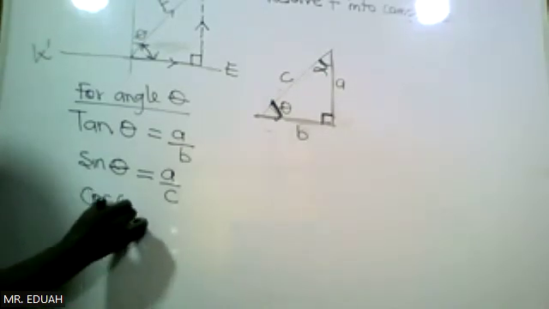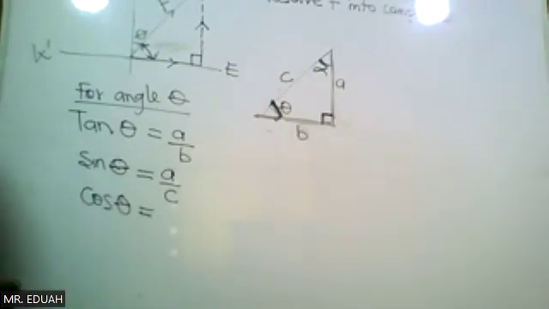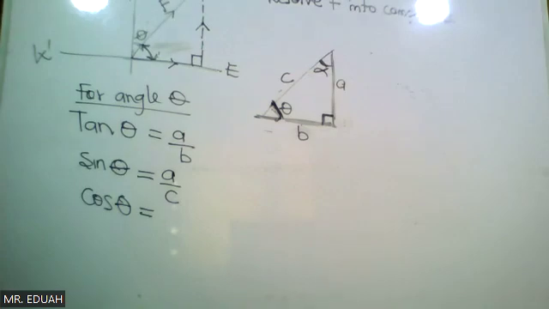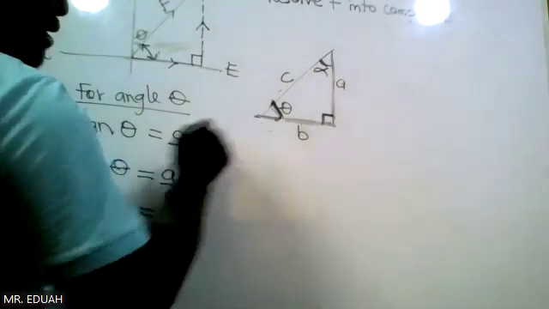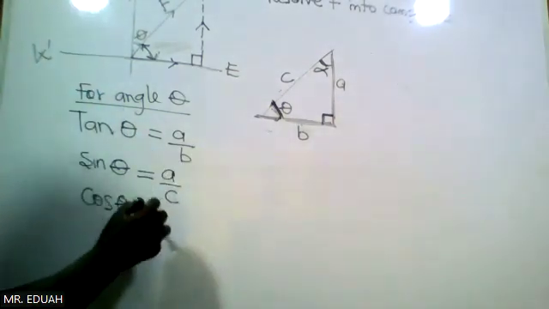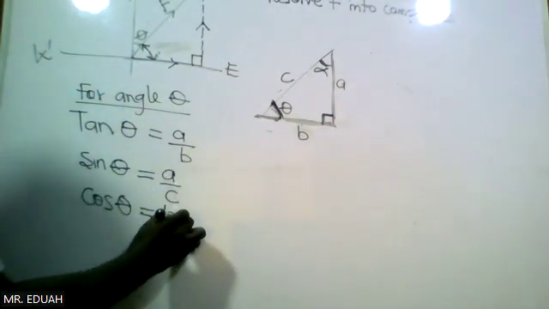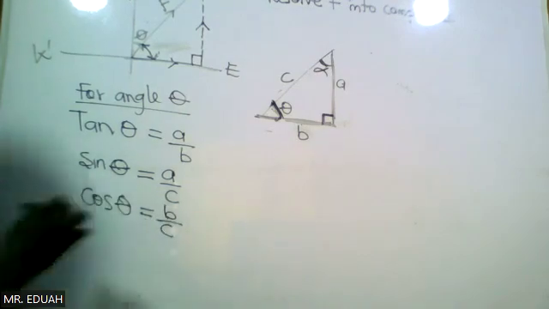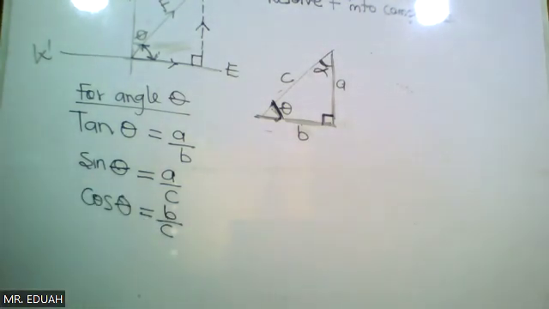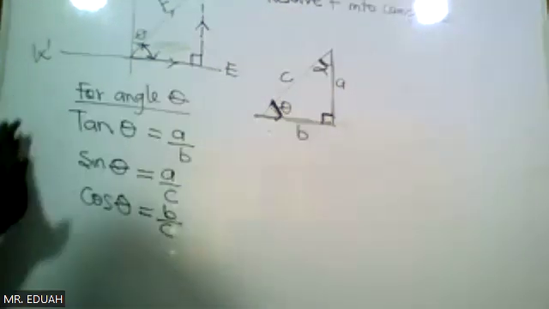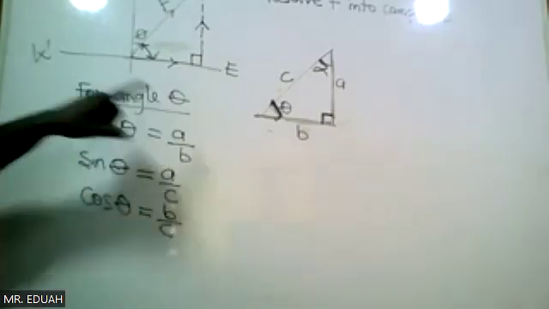Cosine of the angle theta. Cosine is adjacent over hypotenuse. So what is the adjacent? B over hypotenuse C. So I have identified all the trig ratios for the angle theta.